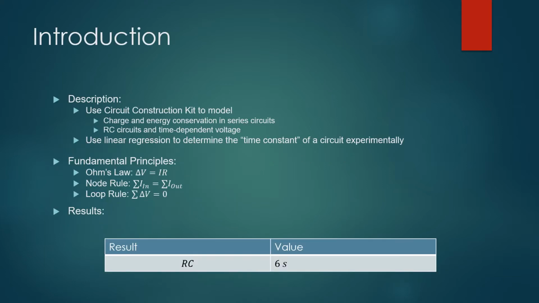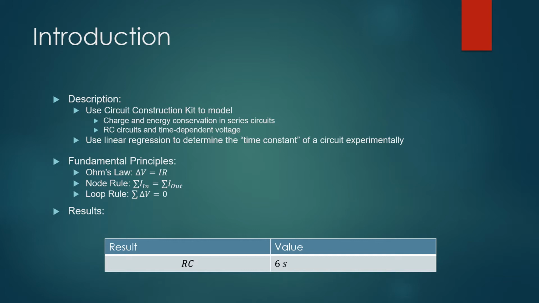So in this lab, we were asked to build on our knowledge of circuits by modeling circuits using a third-party software application called the Circuit Construction Kit. And we use this to model both the charge and energy conservation in series circuits and also RC circuits and time-dependent voltage. We've also used linear regression to determine the time constant or the RC value of the circuit experimentally.